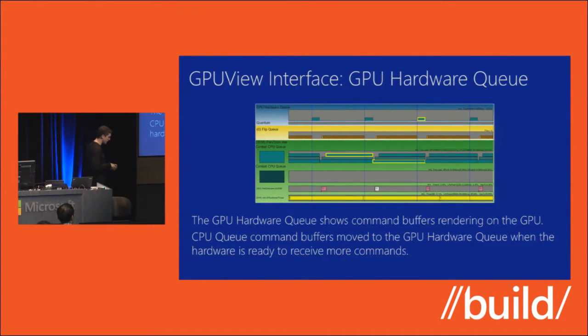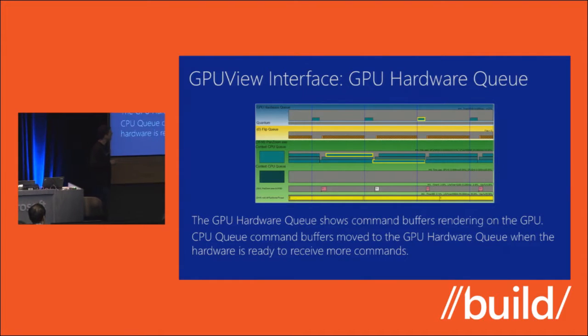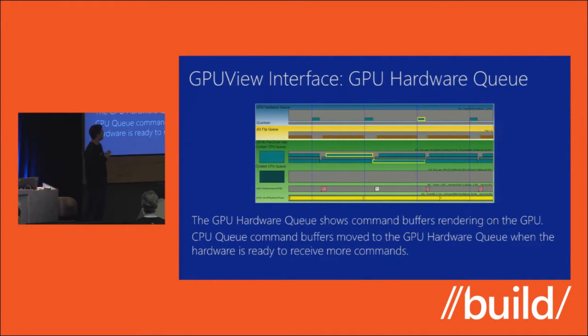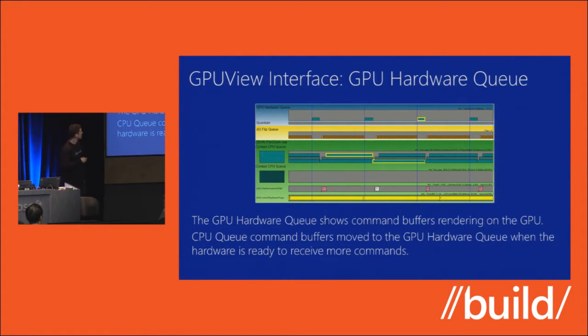For the rest of the talk today, when we talk about optimizations, our focus is going to be on shortening the amount of time that we spend on the actual hardware queue. There are a bunch of other optimizations, as I mentioned, for latency, and we don't have time to go into those, but if you read the article on GPU View at the end of the talk, that will show you how to optimize for latency.